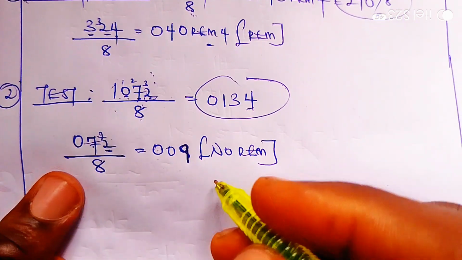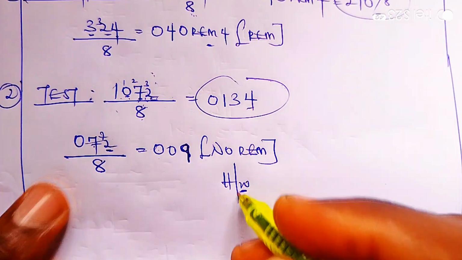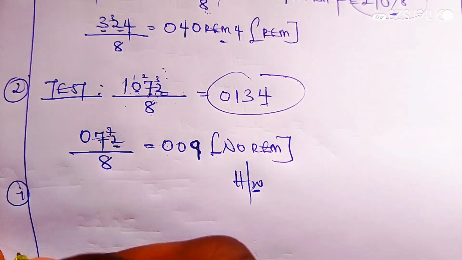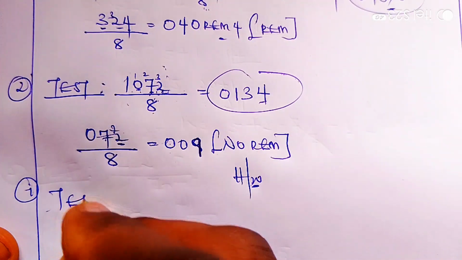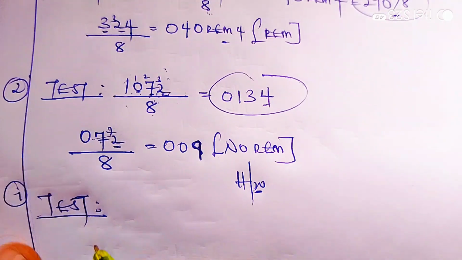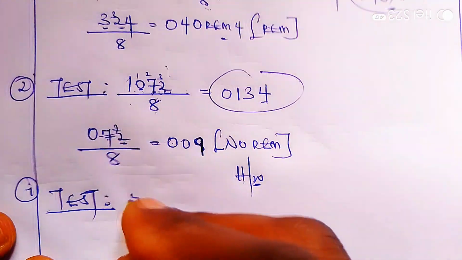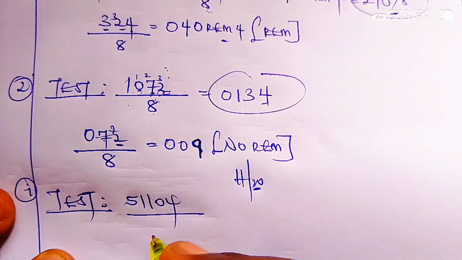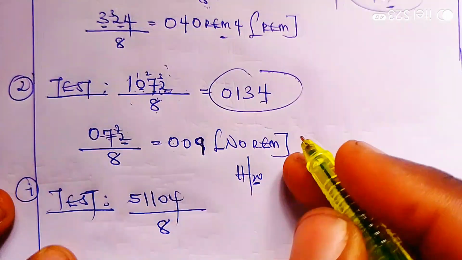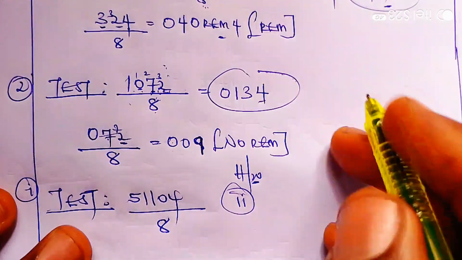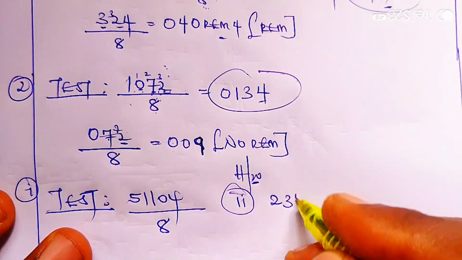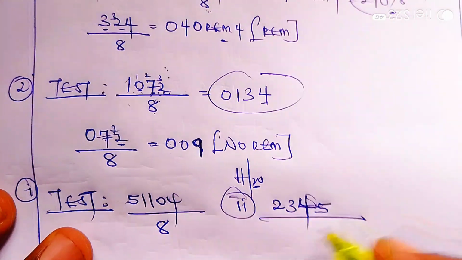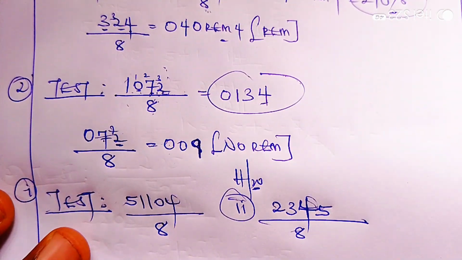So yeah, a couple of questions I would love us to tackle. Just leave the answer in the comment section for me. Tell me if there will be a remainder or not when 8 divides this number. Test this: 51104 divided by 8. Then tell me if there'll be a remainder or not when 8 divides this number: 2345 divided by 8.